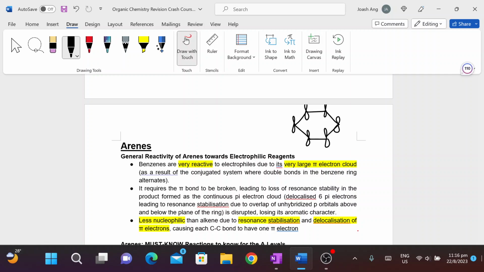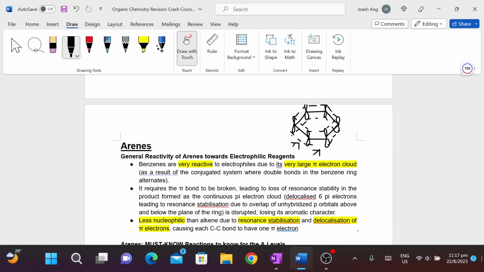So all these p orbitals of carbon atoms will sideways overlap to form a ring of delocalized pi electron cloud that is above and below the aromatic structure. So all these are your pi bonding electron clouds.